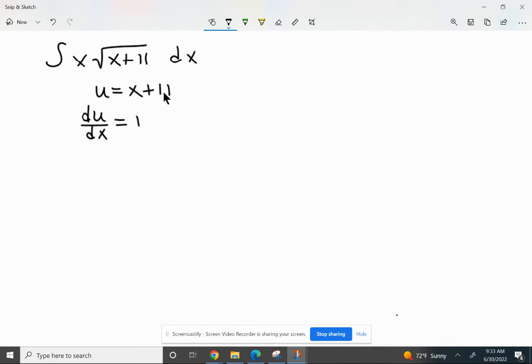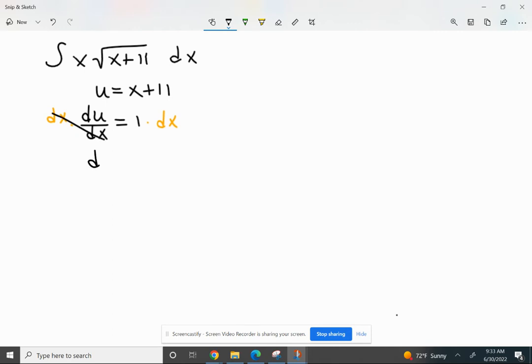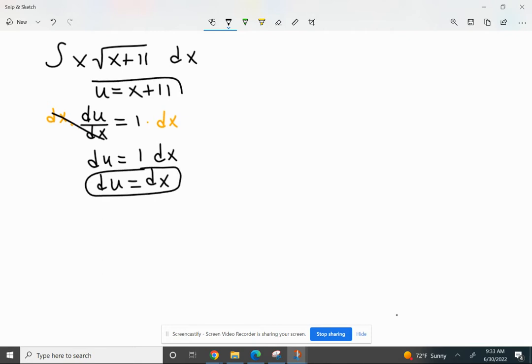Now we do want to solve this for du, and we can do that by multiplying by dx on both sides. So that means du is equal to 1 dx. 1 dx is just dx, so I'm just going to write du is equal to dx. So these are the two types of equations we started with on the problems last night.